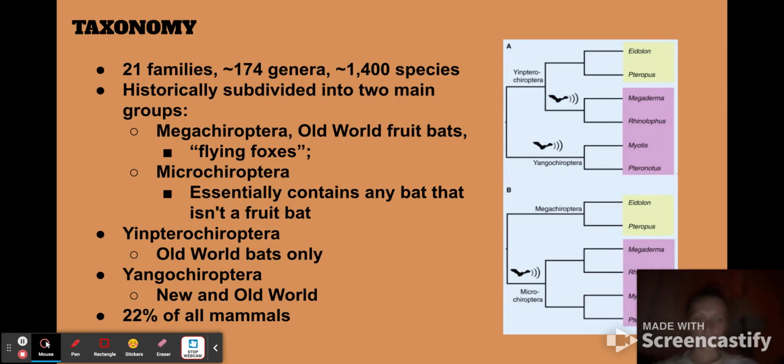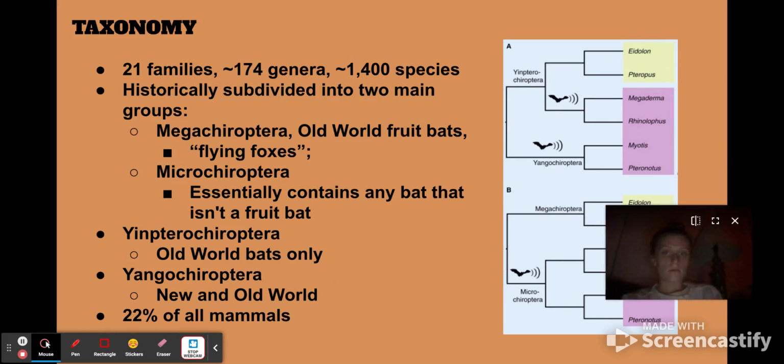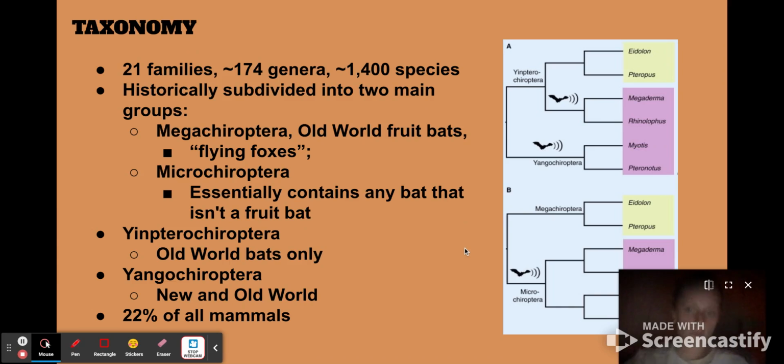So speaking about taxonomy of bats, there's 21 families, about 174 genera, and then around 1,400 species, which is insane. This is about 22% of all mammals, and historically they were subdivided into two main groups. You can see a good illustration of Yangochiroptera and Yinpterochiroptera, but in modern day we refer to them as Megachiroptera and Microchiroptera.